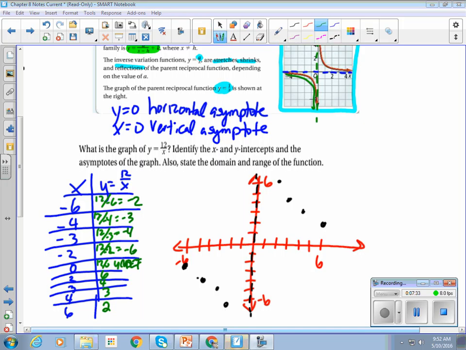So this is going to look like, because my asymptote is x equals 0, funny thing is my y equals 0 is also an asymptote. So it's going to come up, swoop down, and also have a branch down here in quadrant 3.